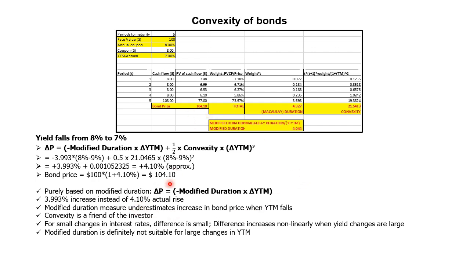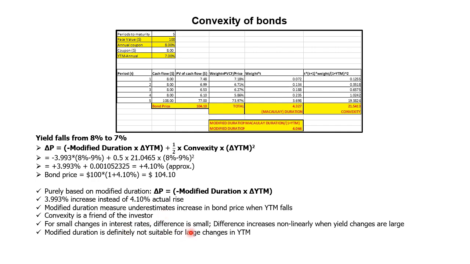However, you must note that if you take several places of decimal, the figures may not match 100%. However, with the convexity adjustment, you are much closer to the truth than solely based on the modified duration measure. In our case, the modified duration measure would have predicted a 3.993% increase in the bond price instead of the 4.10% actual rise. Therefore, the modified duration measure underestimates the increase in price of the bond when the YTM falls. Therefore, convexity is a friend of the investor.